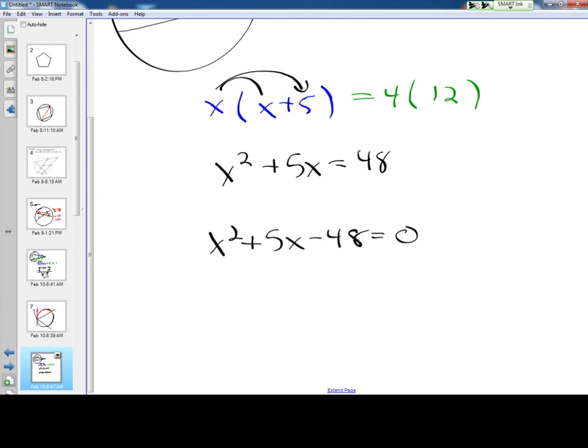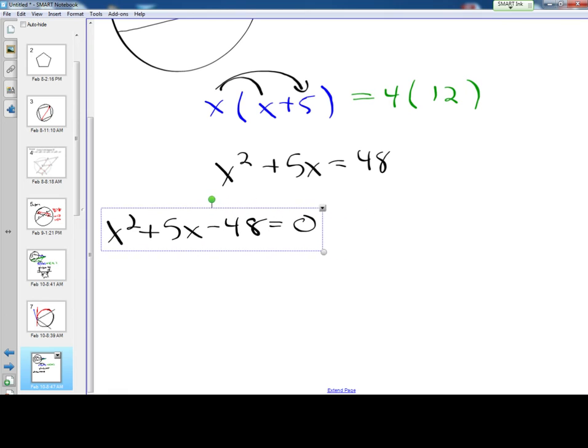So I've got this bad boy. And what I need to first do, it's already in order. So I need to identify A, B, and C. So A is 1, B is 5, and C is negative 48. And what I'm going to use first is this thing called the discriminant, to tell me whether this is factorable or not.